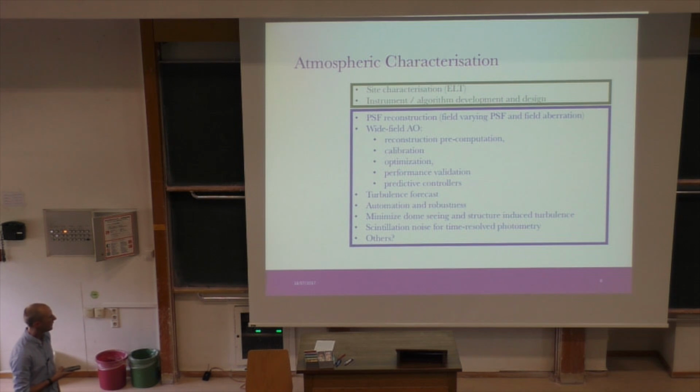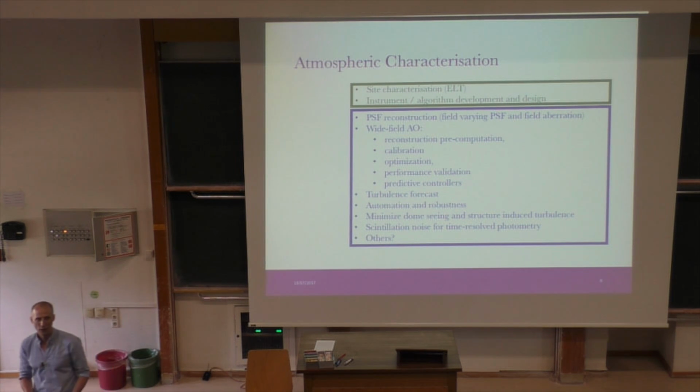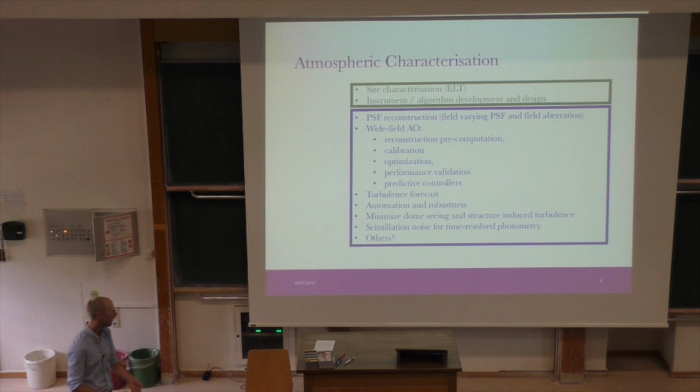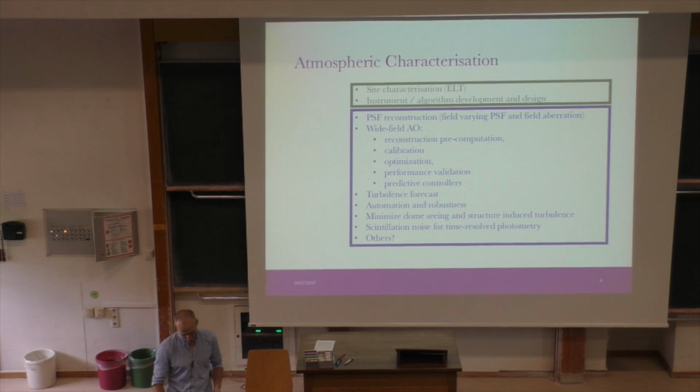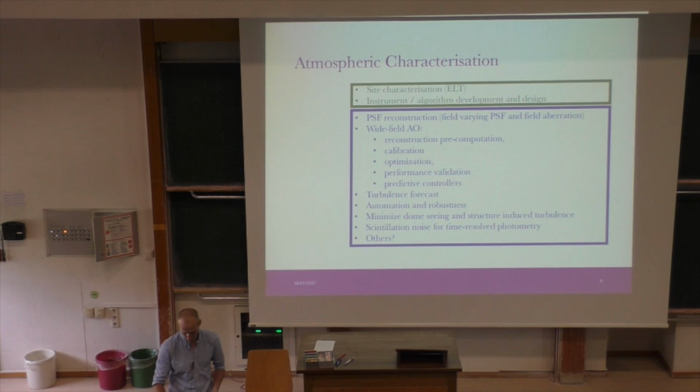Okay? And then again, in terms of dome seeing, it's quite a big one at the moment because we have these huge domes and we have no idea what the turbulence structure is like inside that dome. So we need ways of measuring that and perhaps, if not correcting for it, at least understanding it and trying and minimising it. And then again, scintillation noise for time-series photometry is a big one that we're trying to solve. So, I'm now going to go through just a couple of these and explain in slightly more detail.